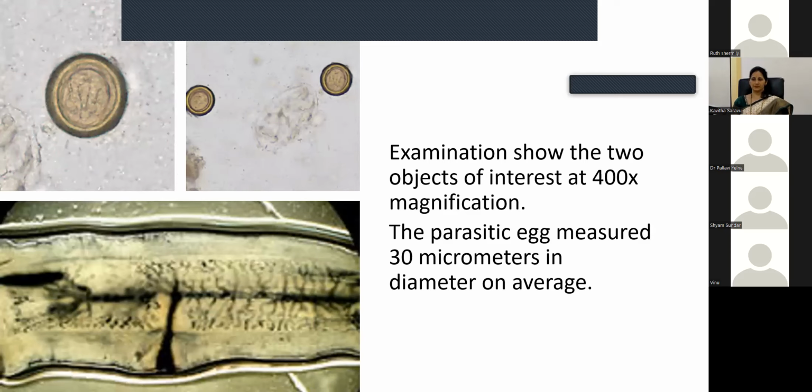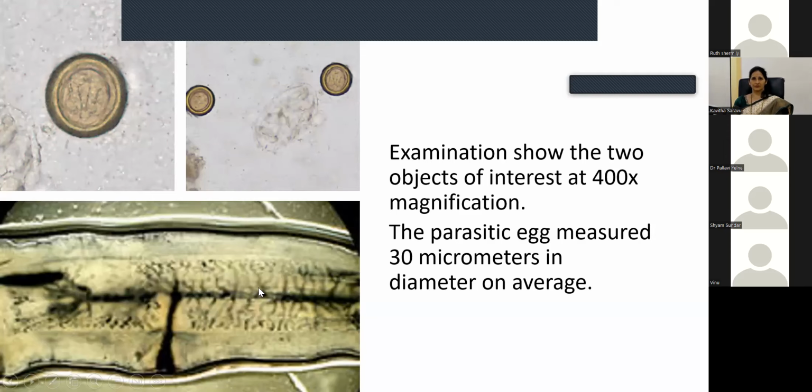So it's a case of taeniasis, mainly caused by Taenia saginata. Why am I saying saginata? A proglottid. This is a proglottid, which is injected with ink, and we can see the uterine branches. Okay, so in Taenia saginata, there are typically around 15 to 20 uterine branches seen. But in case of Taenia solium, around 7 to 13 branches are seen.